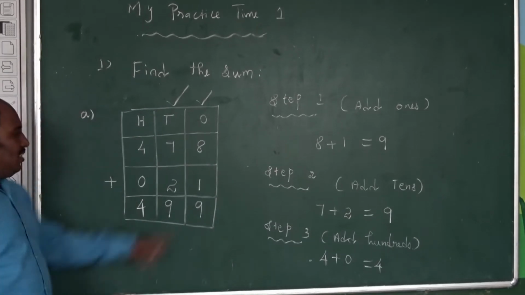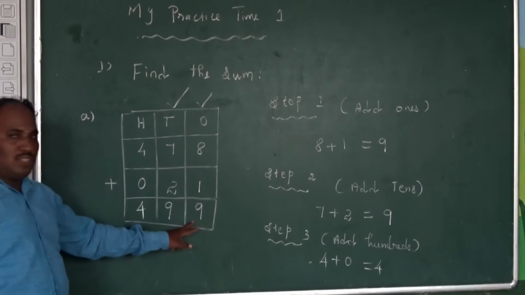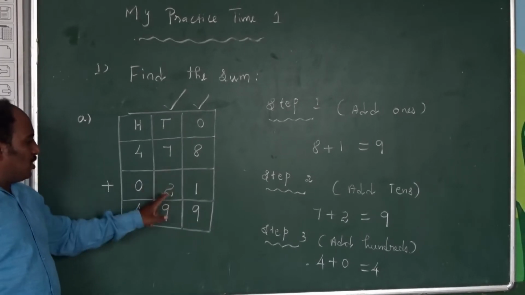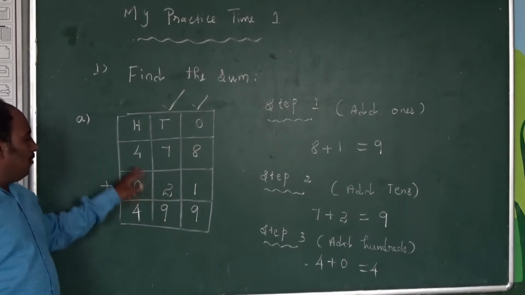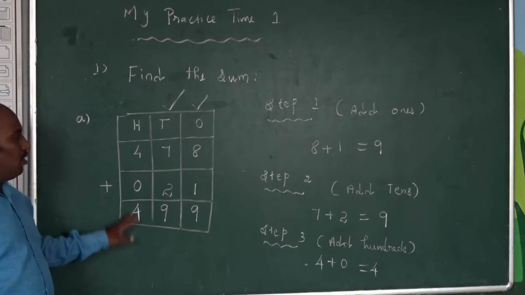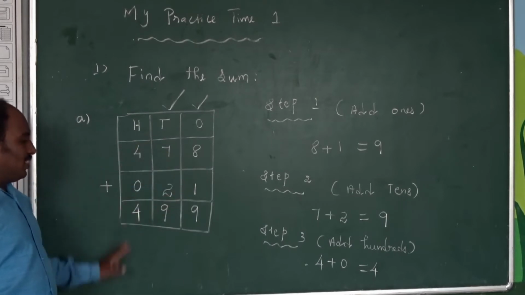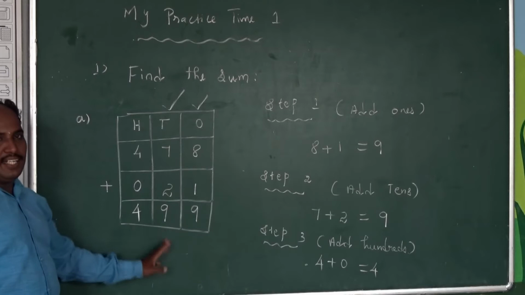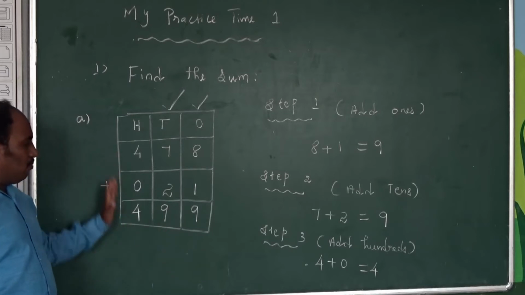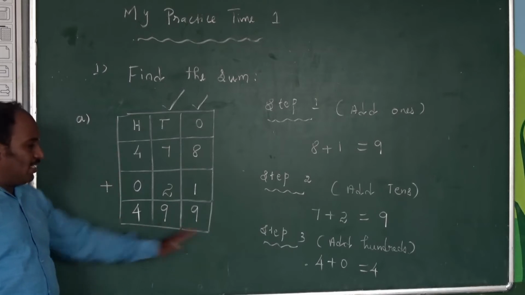So our answer is 8 plus 1 is equal to 9. 7 plus 2 is equal to 9. 4 plus 0 is equal to 4. The sum of the two numbers is equal to 499.